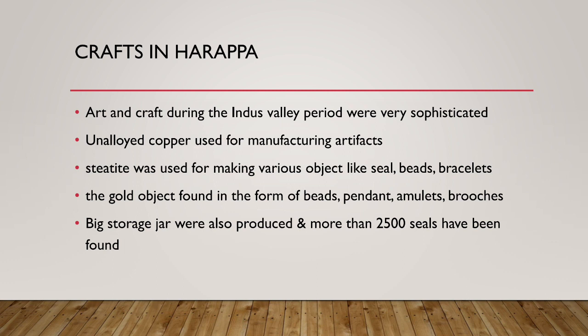Crafts in Harappa. Art and craft during the Indus Valley period were very sophisticated. Unalloyed copper was used for manufacturing artifacts. Steatite was used for making various objects like seals, beads, bracelets. Gold objects were found in the form of beads, pendants, amulets, brooches. Big storage jars were also produced and more than 2500 seals have been found.